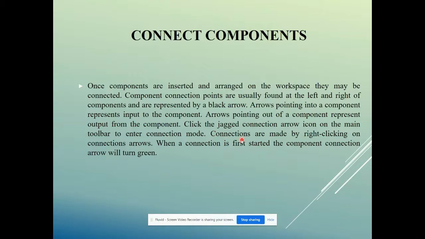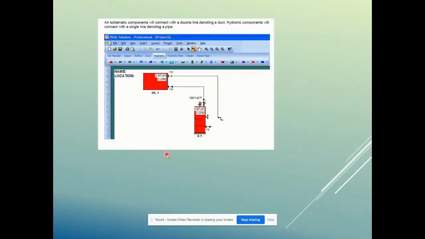Connections are made by right clicking on the connection arrows. And when a connection is first started, the component connection arrow will turn green. You're going to see this more clearly after this in an example.